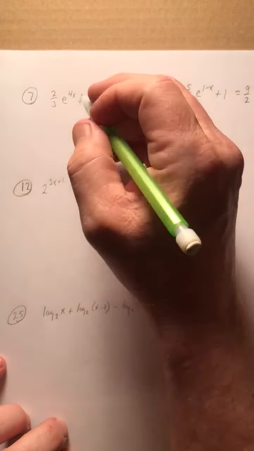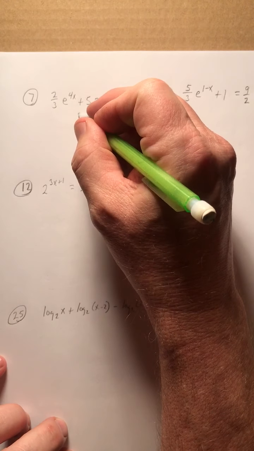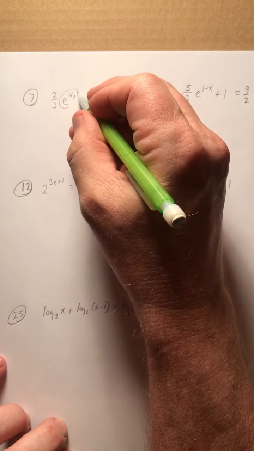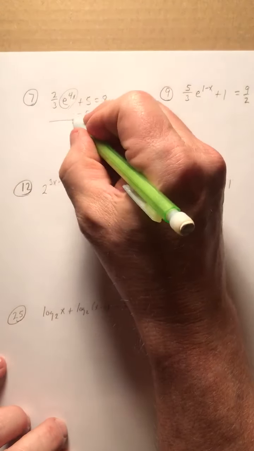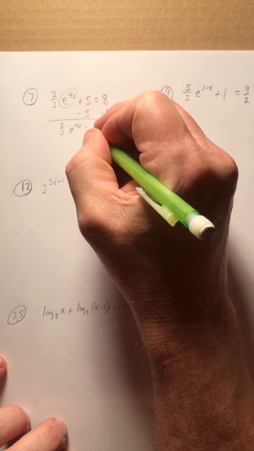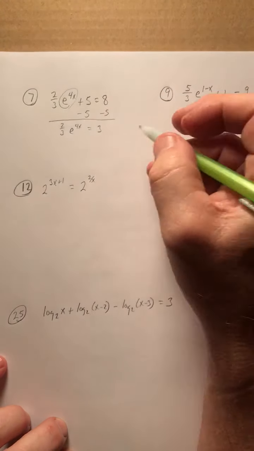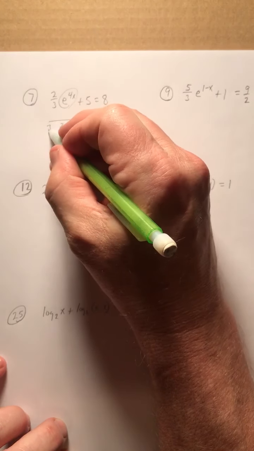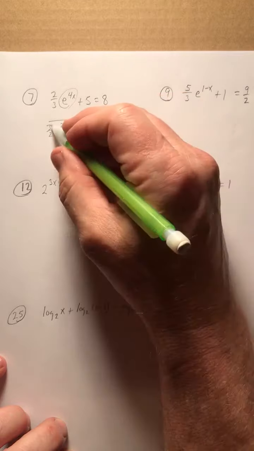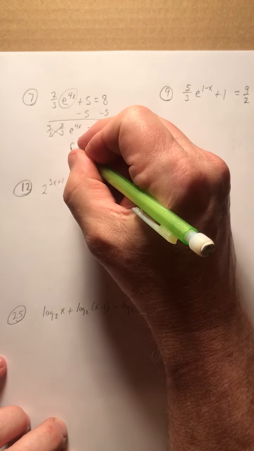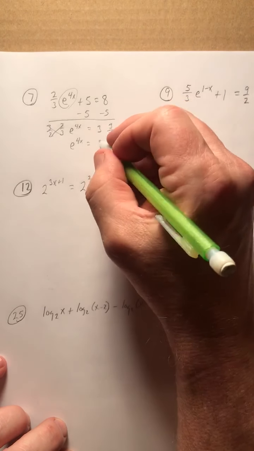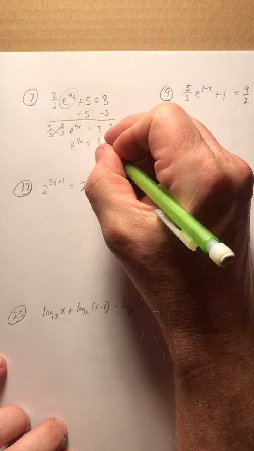All right, 7. The first thing we're going to do is get rid of this 5. So subtract 5 from both sides. Remember, we're trying to isolate this. And that's going to leave us with 2/3 e to the 4x equals 3. Now we got to get rid of this 2/3, so we multiply by 3 halves. They cancel out, and I get e to the 4x equals 9 halves.